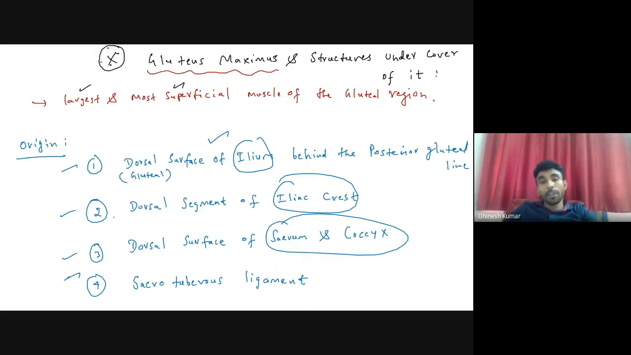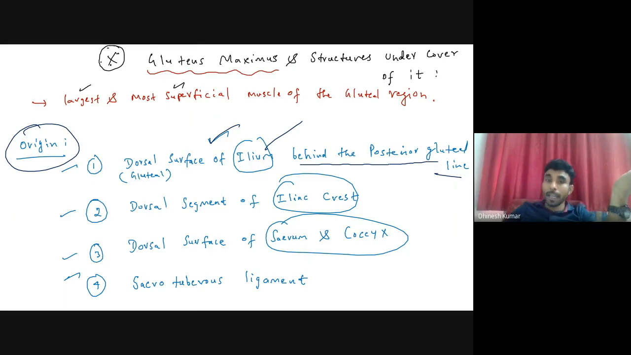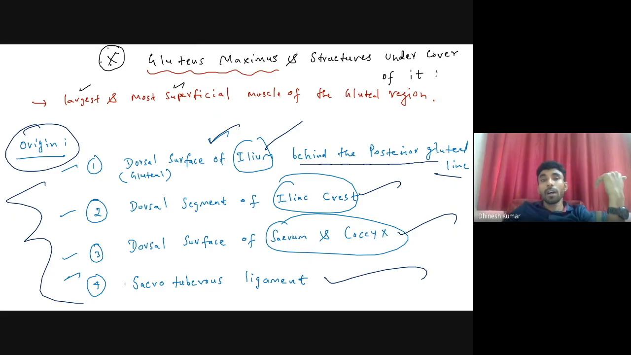You can see here the origin of the gluteus maximus is dorsal. Dorsal means posterior. Dorsal surface of ilium, if you want to say specifically, behind the posterior gluteal line. Then dorsal segment of iliac crest, dorsal surface of sacrum bone and coccyx bone, then sacrotuberous ligament. So these are the various sites of origin of gluteus maximus muscle.